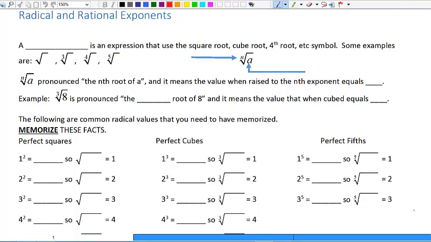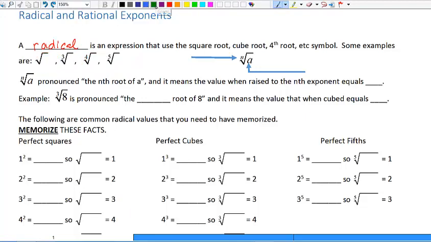Today's lesson is on radical and rational exponents. So first we want to talk about what a radical is. A radical is an expression that uses the square root, cube root, fourth root, or higher symbol. Some examples of that are this square root symbol here, or the cube root symbol, the fourth root symbol, or the fifth root symbol, and it keeps getting higher. That's probably about as much as we'll cover today.